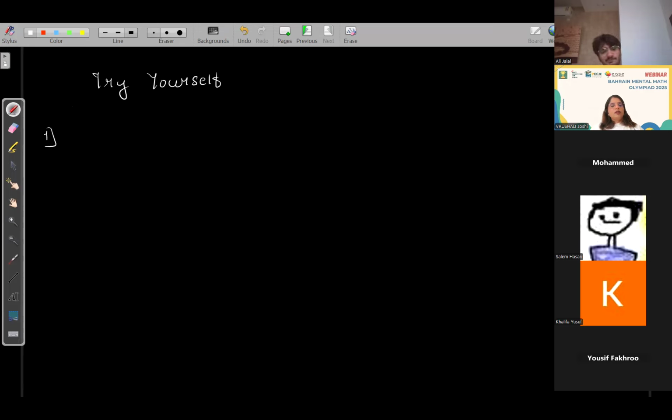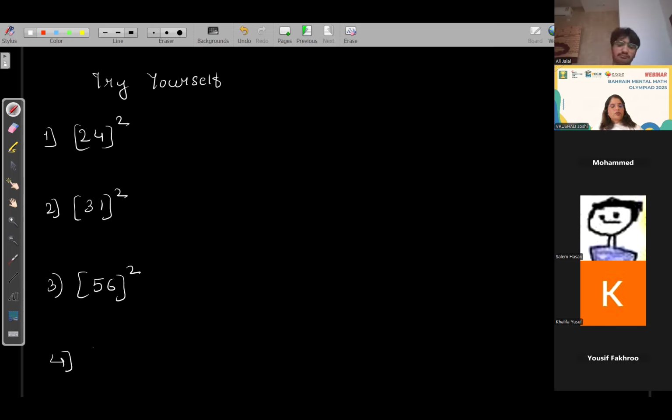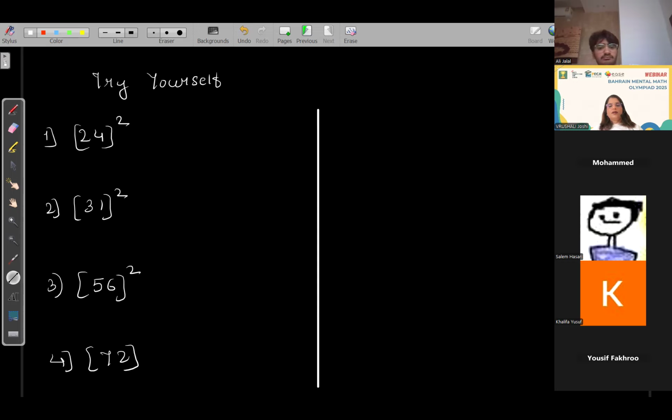Try yourself. Okay, let's see. Can you square 24? Then can you square 31? Then try to square 56. And can you square 72? 576. Yes, this is 576.